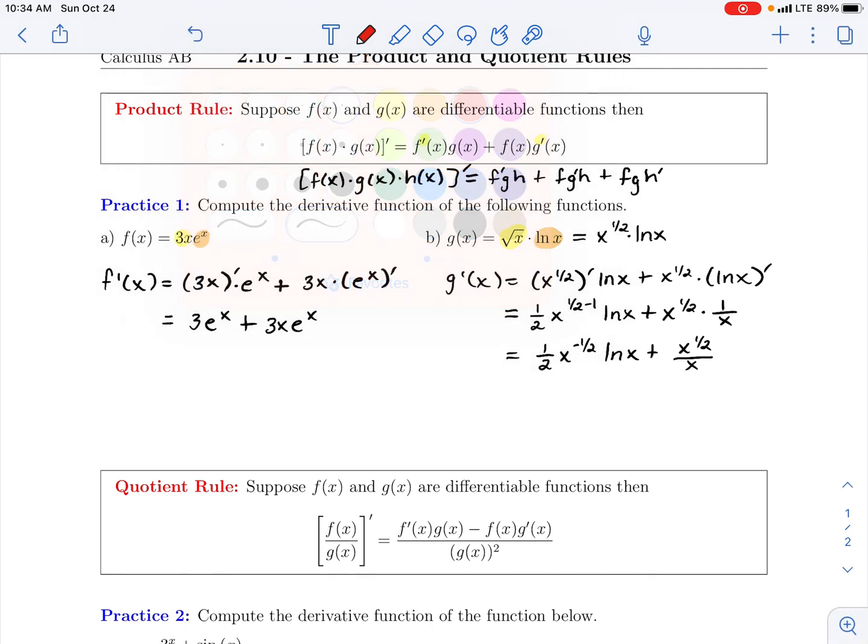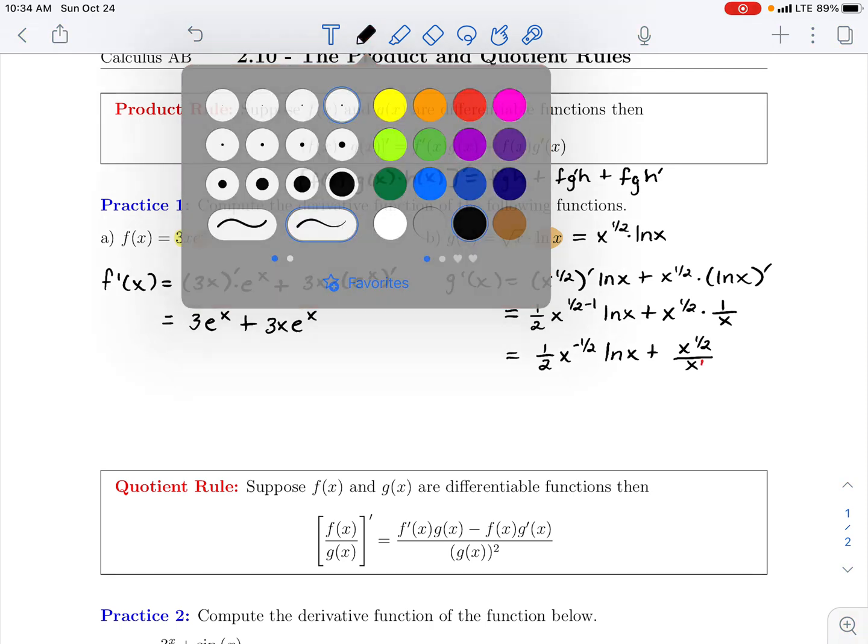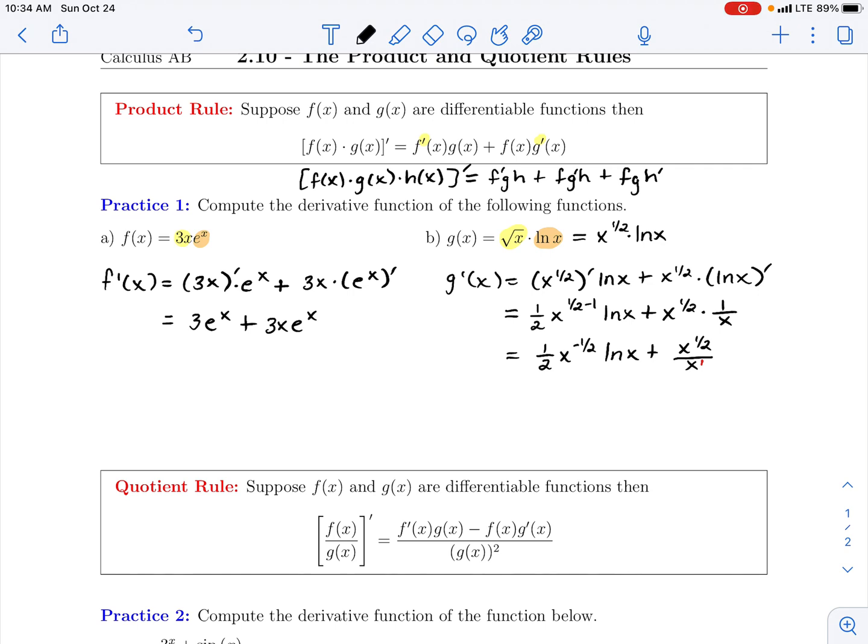And so now you can simplify the second term by subtracting the exponents, right? When we have division there, we subtract the exponents. So this gives us 1/2 x to the negative 1/2 ln x plus x to the negative 1/2. Okay, and then its equivalent form, again using exponent rules, to rewrite x to the negative 1/2 is just 1 over the square root of x.